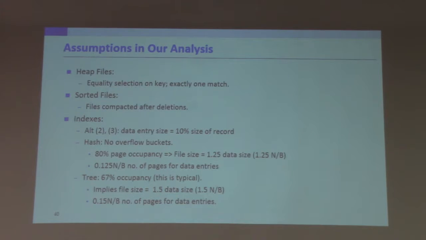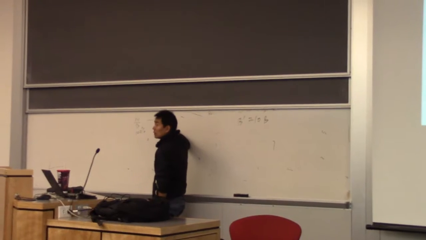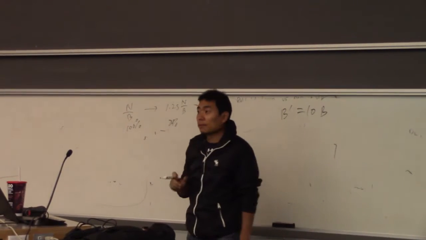What that essentially means is that this B prime is 10 times of B. And for hash indexing structure, we will assume that there are no overflow buckets. And we'll assume the page utilization ratio is 80%. What that tells you is, if I have n records, each page can hold B records. That's assuming 100% utilization ratio. Now with 80% utilization ratio, this translates to what? This many pages in total. Okay?